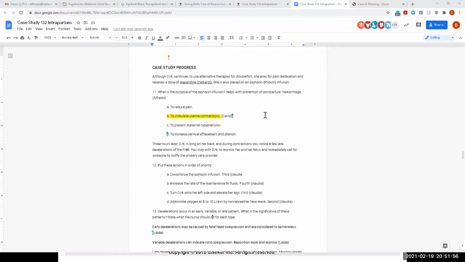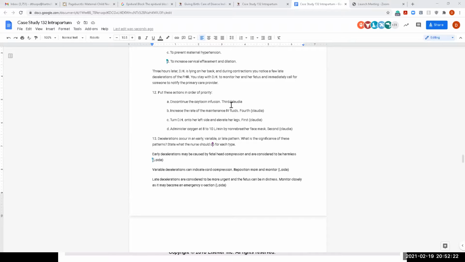What is the purpose of giving the oxytocin? Stimulate contractions. Yes. It's mainly for contractions.